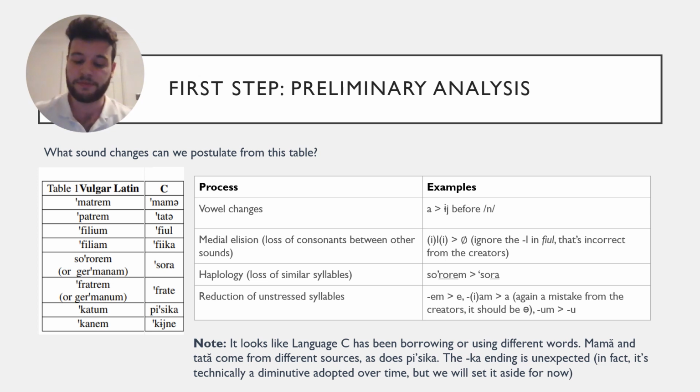So language C seems to retain Vulgar Latin a lot more. It has the least reduction of unstressed syllables out of the 3. There are some things that surprise us here. This mama, tata, pizika, they're a bit strange. They're not quite what we'd expect. So it's worth flagging them and making sure that they don't lead us down a false path. We know that they're not what we expect, especially as fiika as well. These are things that are put there to distract us. Some languages do this, but because languages A and B don't do it, we have to assume that language C went down its own path.